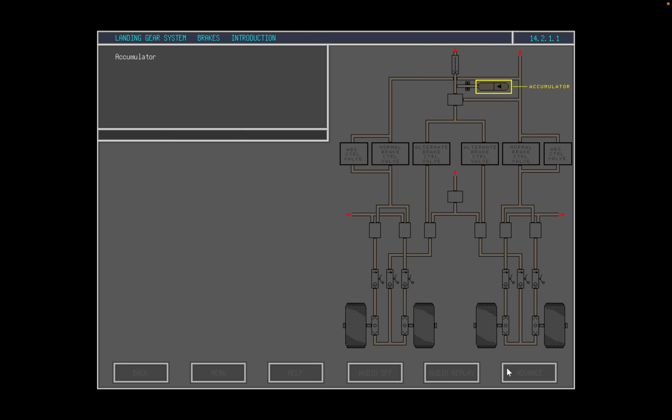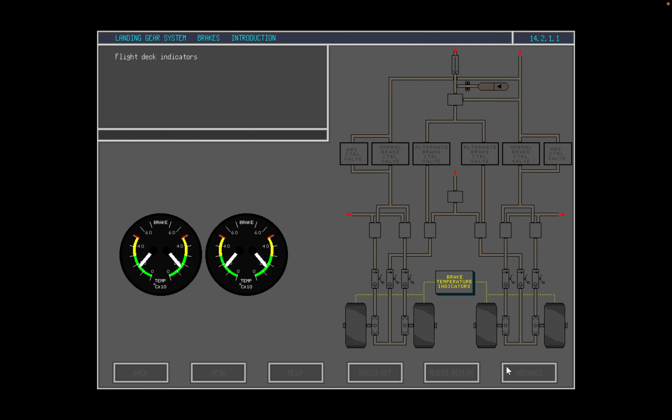The purpose of the accumulator will be outlined and its role in supplying reserve braking pressure described. We shall locate and describe the flight deck indicators for alternate brake system pressure and also for brake temperature values. The significance of particular indications will be examined.